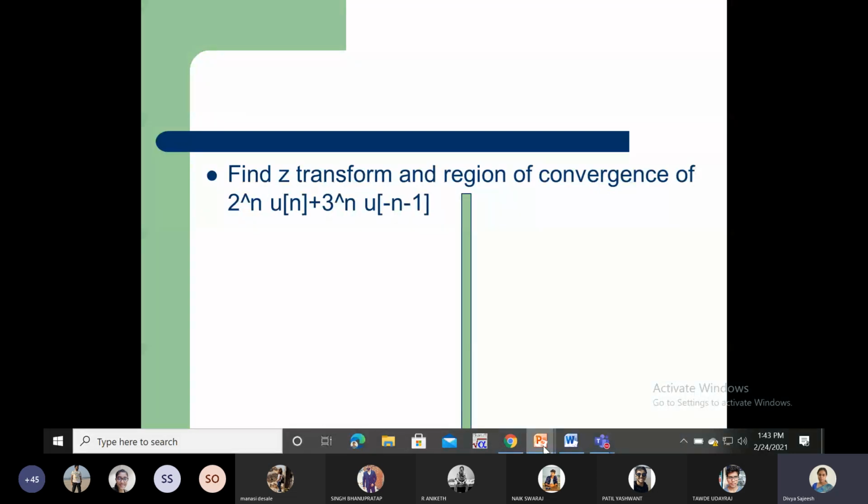Similarly for the next one, find the Z transform and region of convergence of 2 raised to n u of n, 3 raised to n u of minus n minus 1. These are the same type of signals. The problem here is that the second signal is shifted and folded also. I have given the steps for doing the Z transform of such a signal. So let us apply the Z transform for this.